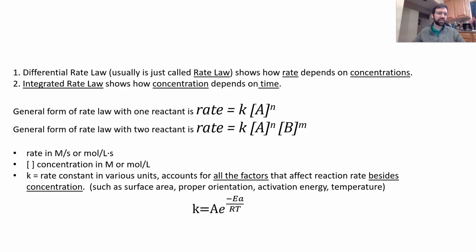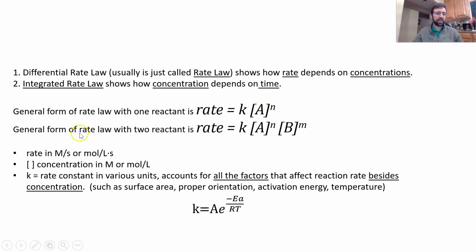We've got this general form for rate law with one reactant. So if we've only got one reactant, let's say it's a decomposition reaction, you would have a rate law that looks like this. It's going to be rate equals K times the concentration of A to the N, where A would be the reactant, and then N is some number, and we don't really know what it is unless we do some experiments.